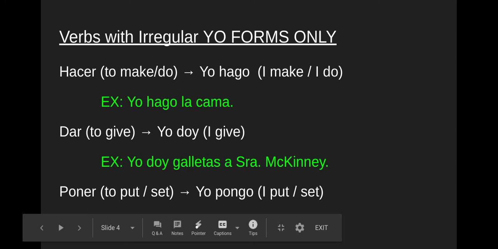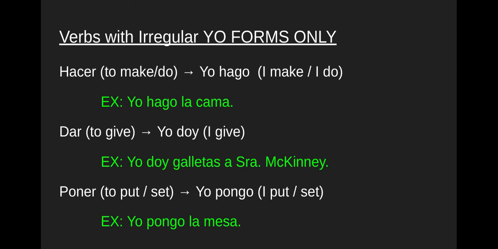So some of the verbs that you have learned and will learn this week, they follow the regular patterns in all the forms, the regular AR, ER, IR endings, except for the yo form. Okay, so I'm going to give you 5 that change in the yo form only. Make sure you have these in your notes. You need to know these.